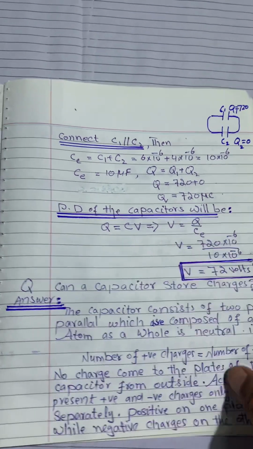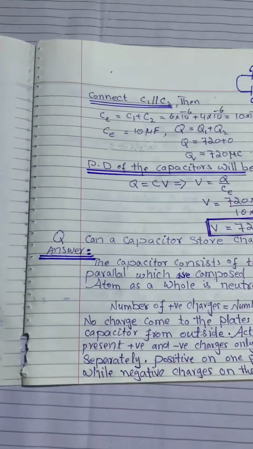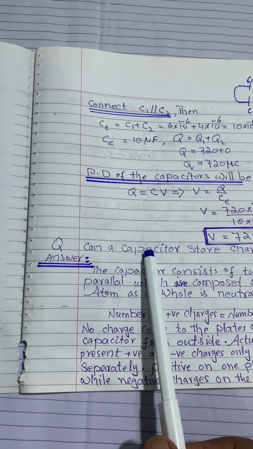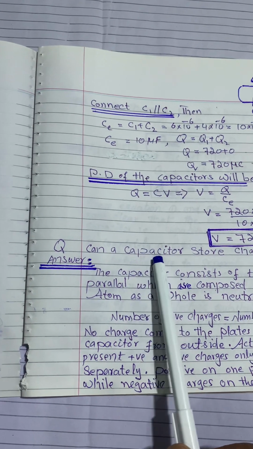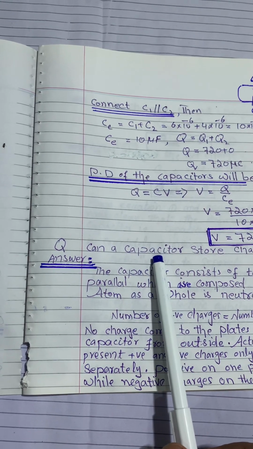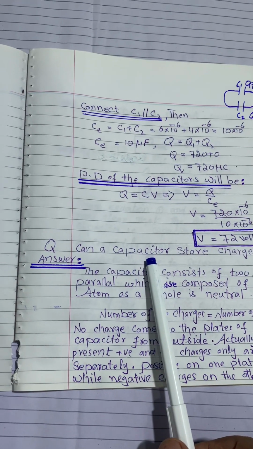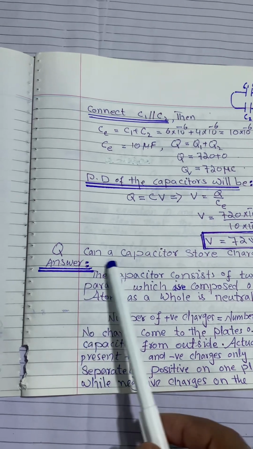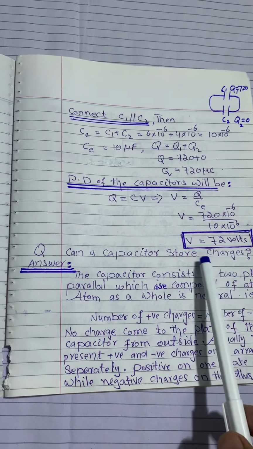Now here is a question at the end of this chapter. In books and in students' notes the definition of a capacitor is written as a charge storage. Capacitor is a charge storage. So this definition I think is not correct, but we should write the definition of the capacitor as the device which stores electrical energy. So the answer to the question, can a capacitor store electrical charges?